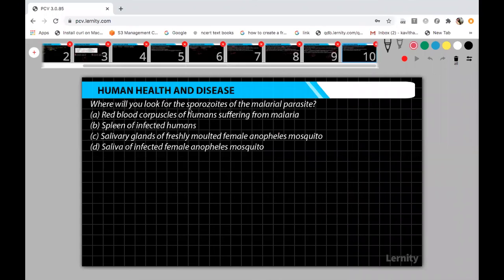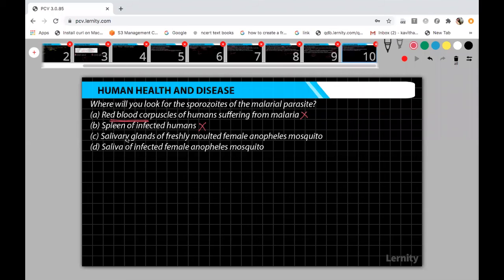Then, where will you look for the sporozoites of the malarial parasite? You know, the infective stage of Plasmodium is the sporozoite. Red blood corpuscles of humans suffering from malaria? In the RBCs, it will not be in the stage of sporozoite. It will turn to some other stage. You studied the different stages, you remember? Then the spleen of an infected human? No. Salivary glands of the freshly molted female Anopheles mosquito?